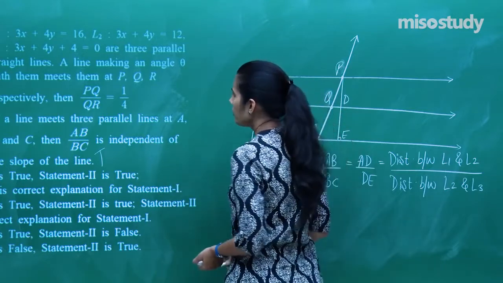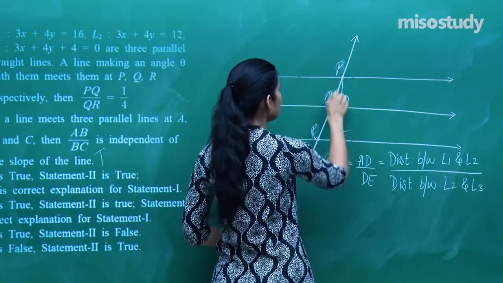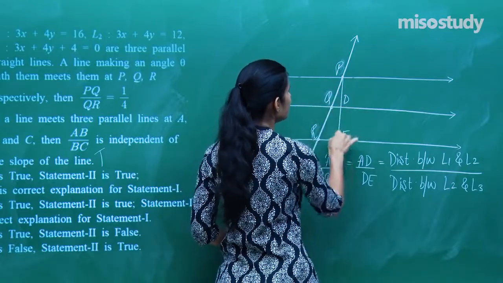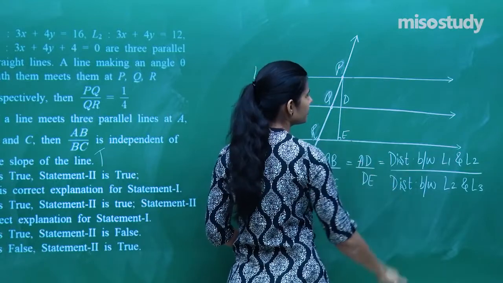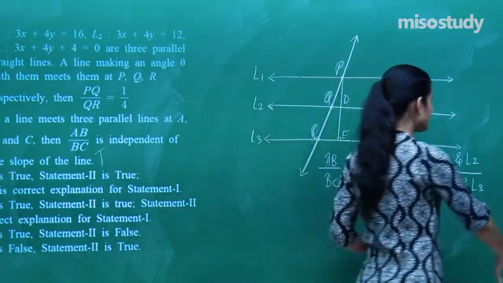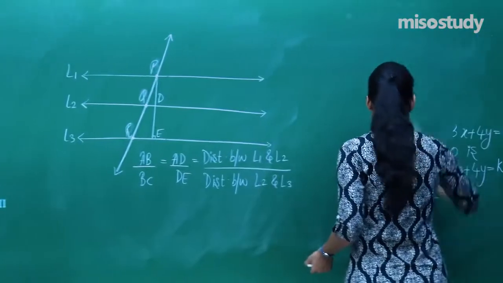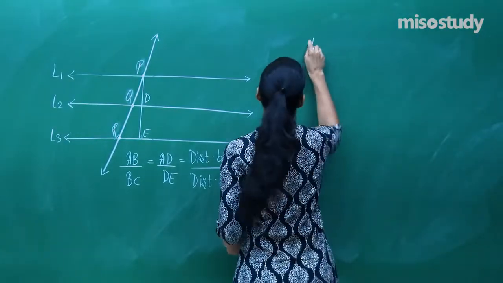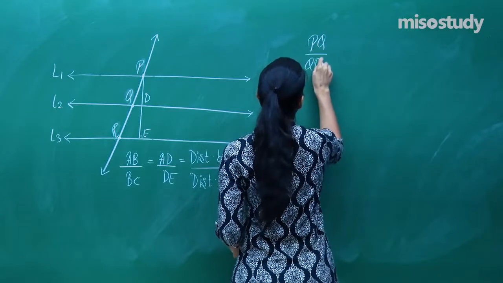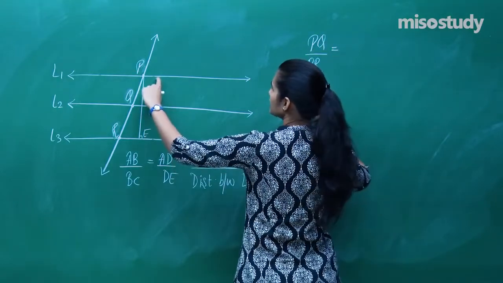Okay, then PQ upon QR will be 1 upon 4. Now we know PQ upon QR is again PD upon DE, and PD upon DE is the distance between L1 and L2 upon the distance between L2 and L3. So therefore, just ABC has been changed to PQR, nothing else. So PQ upon QR will be again the distance between L1 and L2.